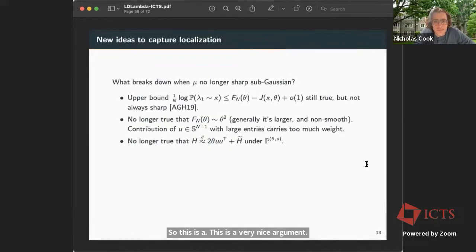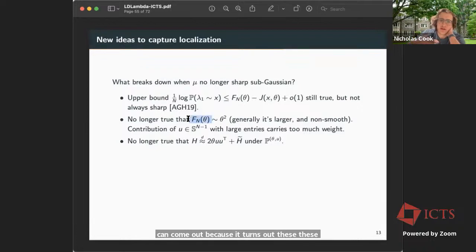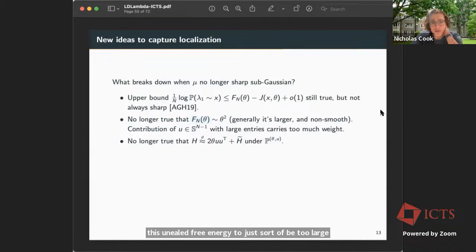All right, so let me just describe some of the things that go wrong when it's no longer sharp Sub-Gaussian. We can't use this strategy in general once localization phenomena can come out, because it turns out these localization possibilities cause this annealed free energy to be too large, and you can't use it to get a sharp estimate on the tail.